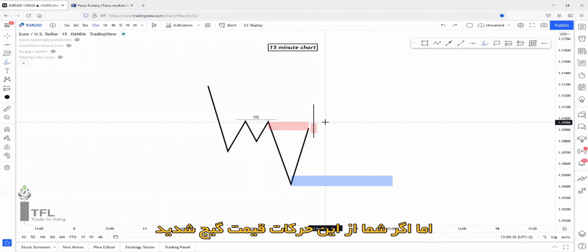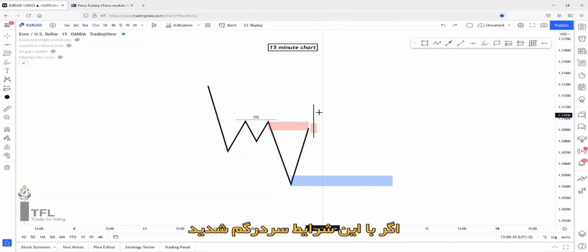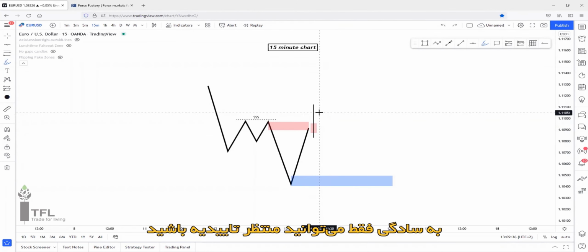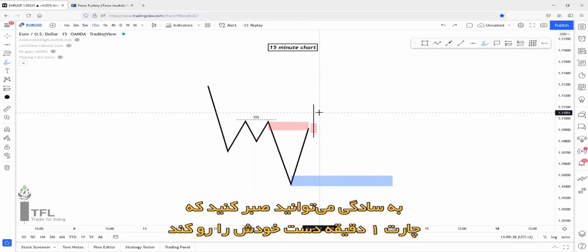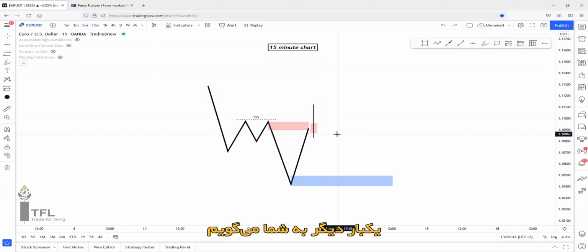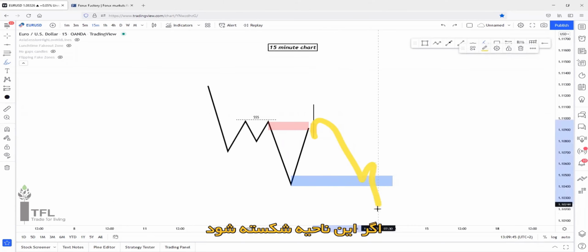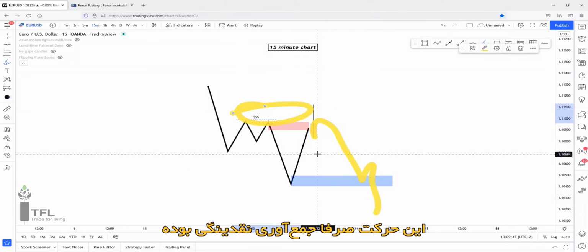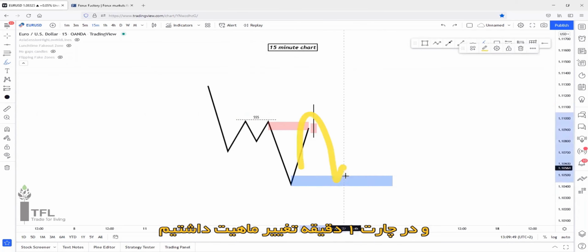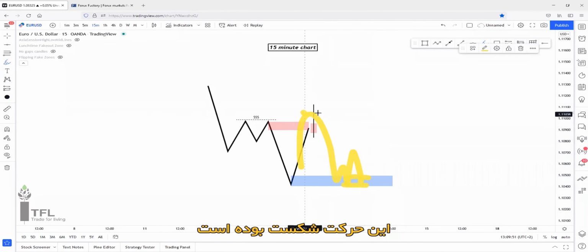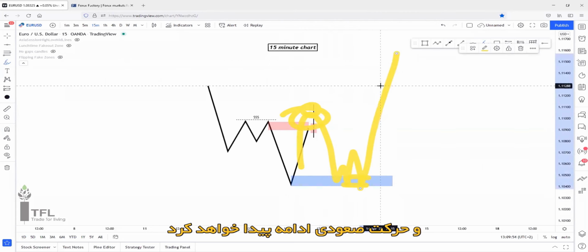But if you're confused about this price section, you can just simply wait for confirmation. You can wait for the 1 minute chart to show its hands, right? Because once again, if there will be a break of this zone, then this was just a liquidity sweep. But if there will be a reaction on this zone, a 1 minute change of character, then this was a break of this zone and the bullish movement will continue.